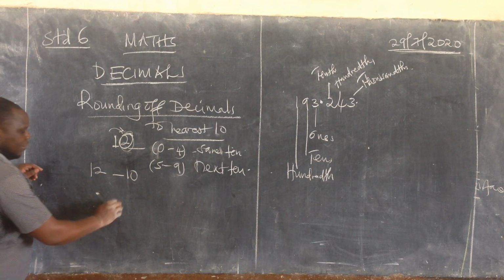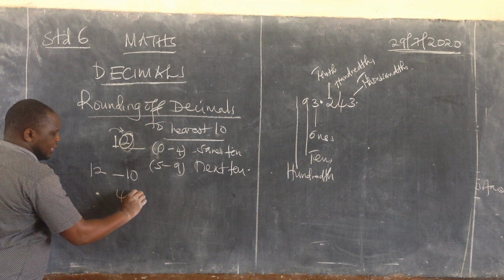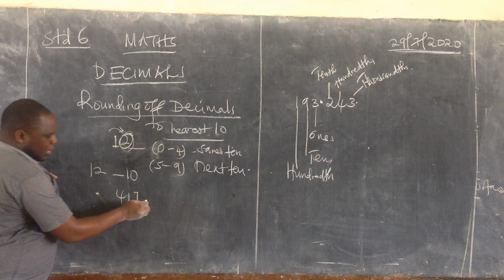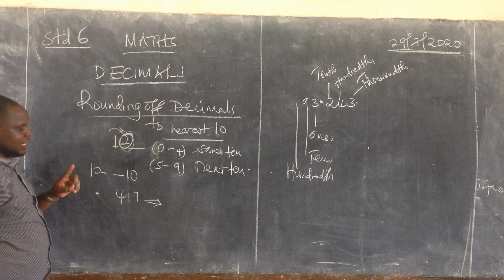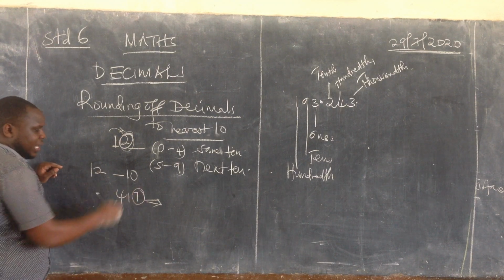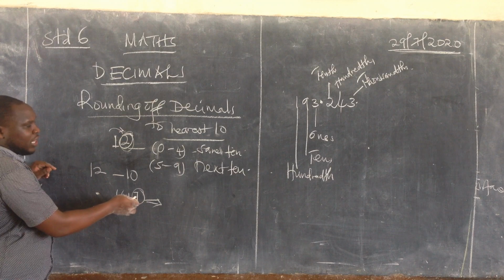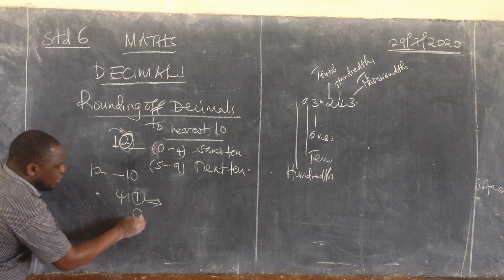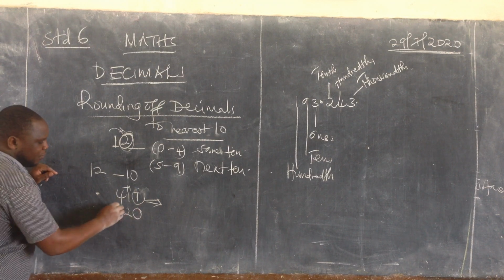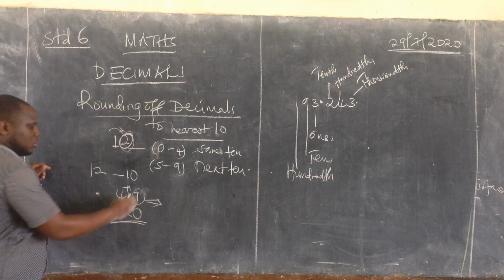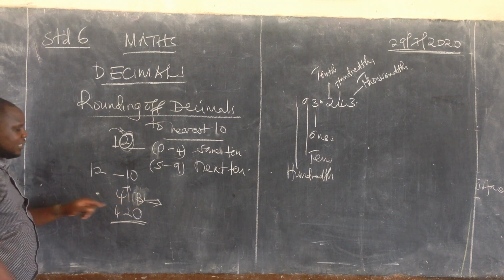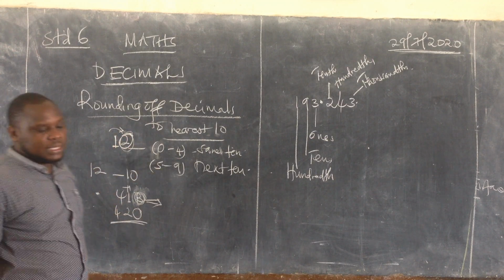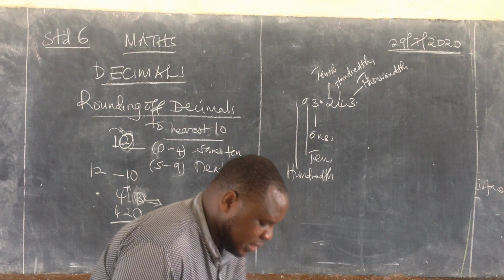But you can have a number like 417, round off to the nearest 10. Look here now. We are considering the digit on the ones side. If this digit is 5 and above, we move to the next 10. This becomes 0 and we add 1 to this number. It becomes 420. But if it was like 3, this one remains 0. We don't add anything here. It remains 410. That is exactly the same thing we are going to do in this case.